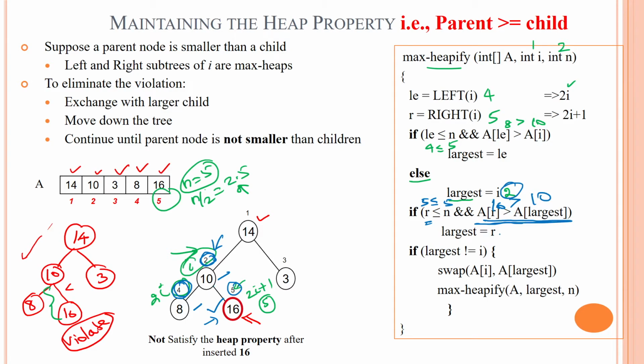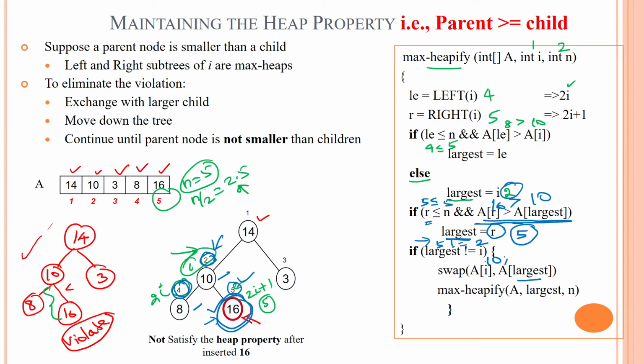If that is the case, the right child index 5 is assigned to largest. So the right child index 5 is assigned as the largest index. If 5 not equal to I is true, and this is true actually, then we have to swap a of I, a of 2, which is 10, with a of largest. The largest index is 5. What is the value available in 5?